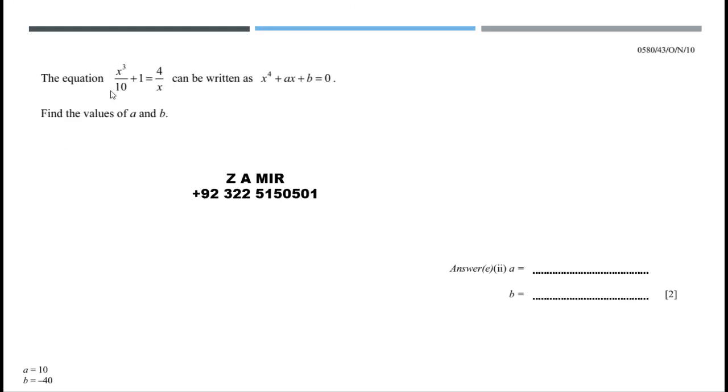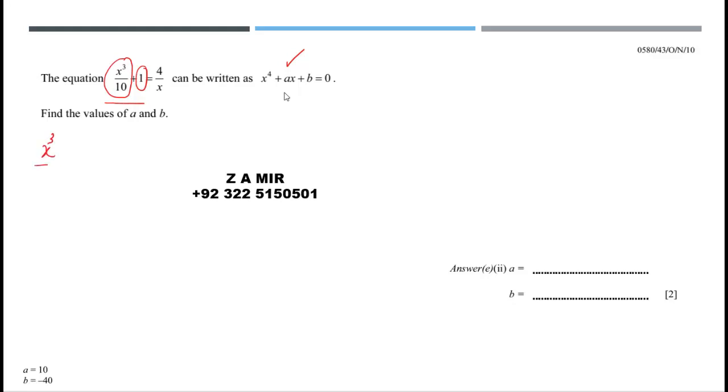The equation x cubed over 10 plus 1 is equal to 4 over x can be written as x to the power 4 plus ax plus b equal to 0. Find the value of a and b. Okay, so this equation does have fractions. So first of all, let's try to remove fractions. So let me take LCM, because we have two fractions on left hand side. So I will make these two into single.